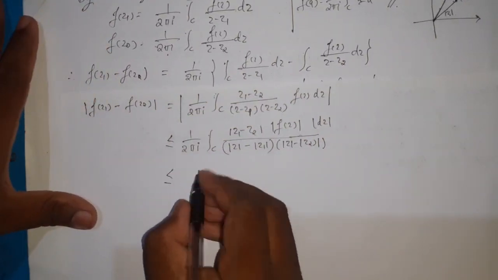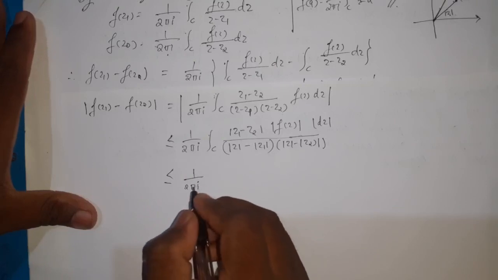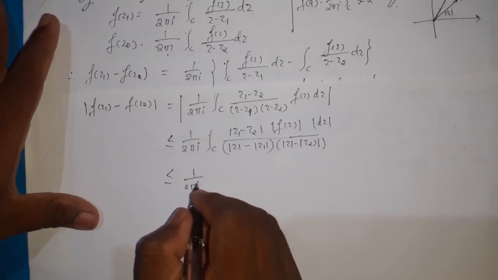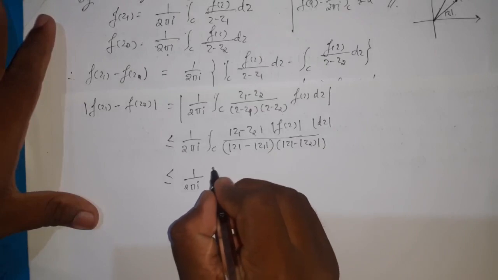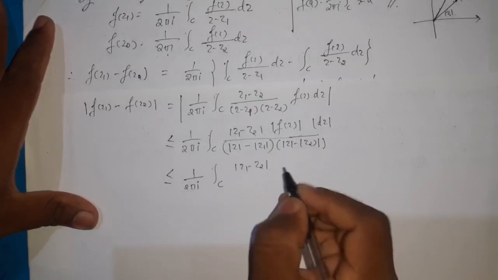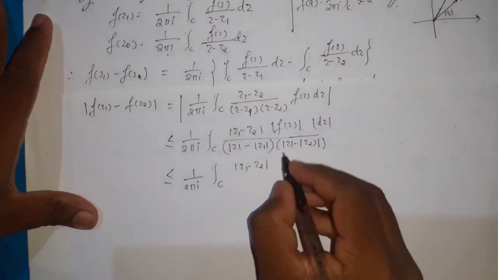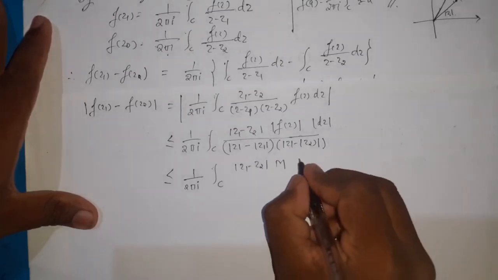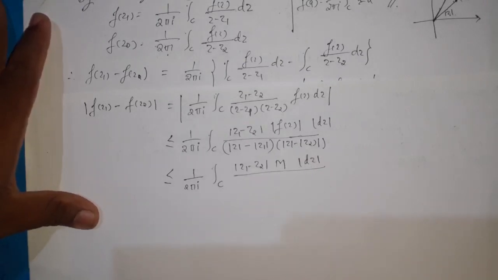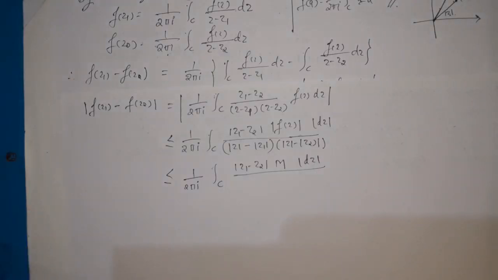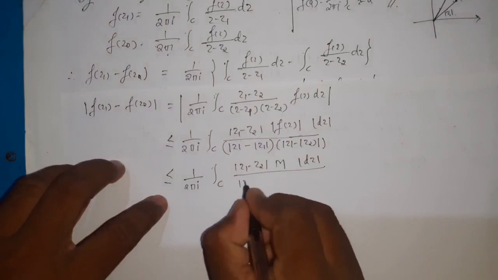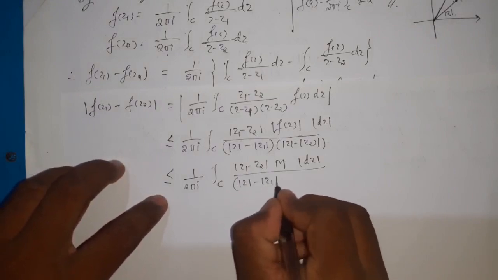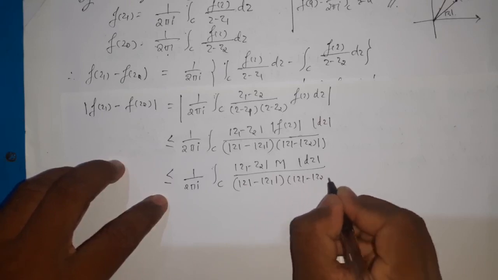This is less than or equal to 1 divided by 2 pi i integration over C mod z1 minus z2, and we know that mod f of z is less than or equal to capital M, and mod dz divided by mod z minus mod z1, mod z minus mod z2.